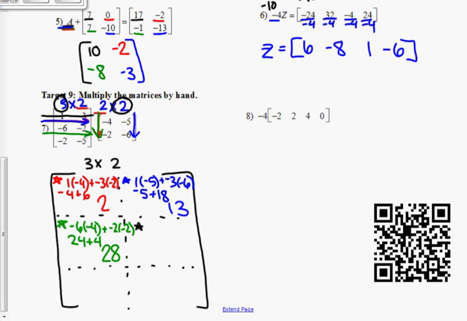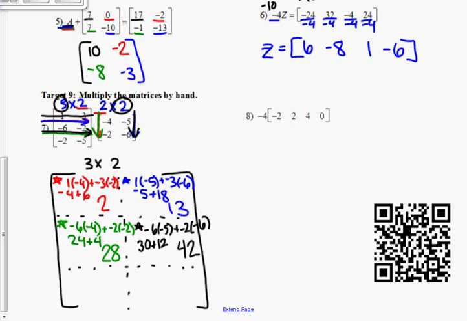My next number is now still in my second row, so I still use negative 6 and negative 2. But now I'm in my second column, so I'll use negative 5 and negative 6. So I'm going to do negative 6 times negative 5 plus negative 2 times negative 6. Negative 6 times negative 5 is 30. Negative 2 times negative 6 is 12. 30 plus 12 is 42.